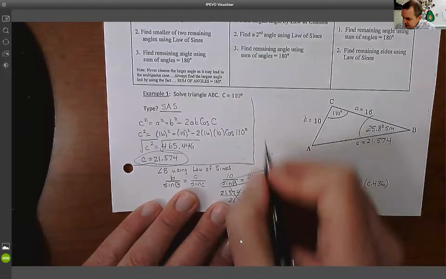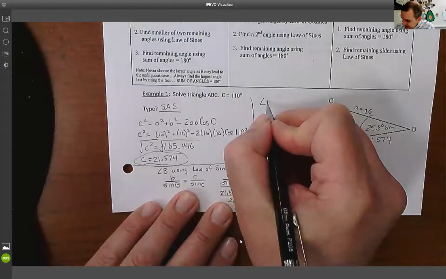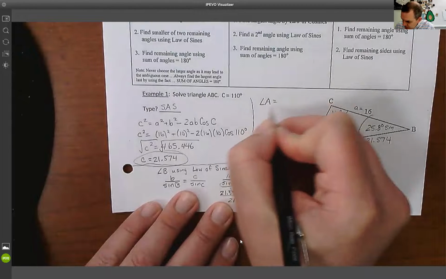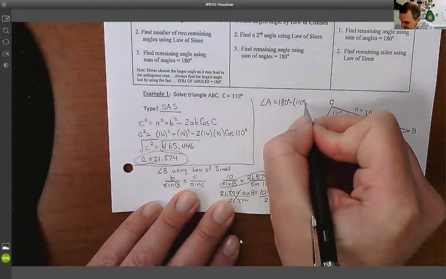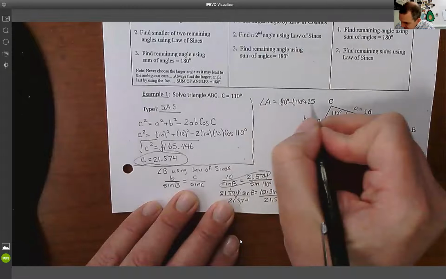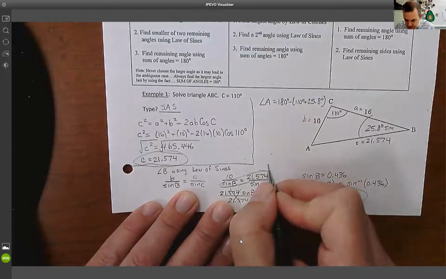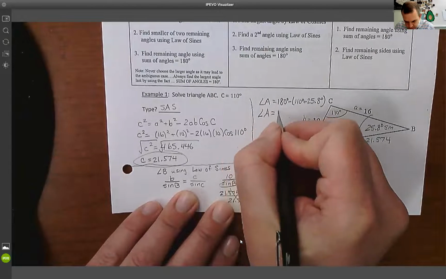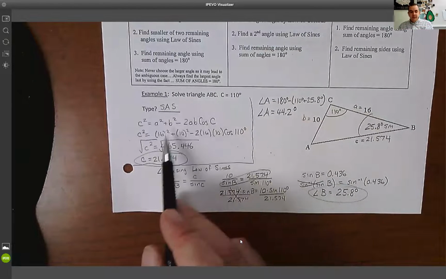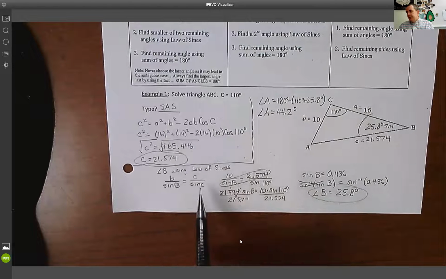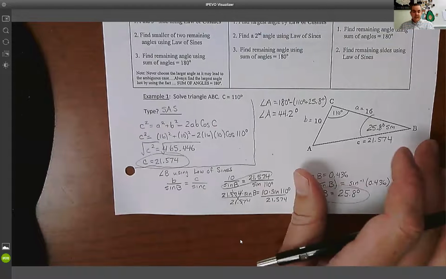And to figure out angle A, I'm going to take 180 degrees and subtract what I know: 110 degrees plus 25.8 degrees. Type it into my calculator and I'm going to find out that angle A equals 44.2 degrees. So the way it is, you use the law of cosines to find the missing side. Then you use the law of sines to find the smaller of the two angles. And then you use the rule that a triangle adds up to 180 to find that last angle. So that's how we do it if it's a side angle side.